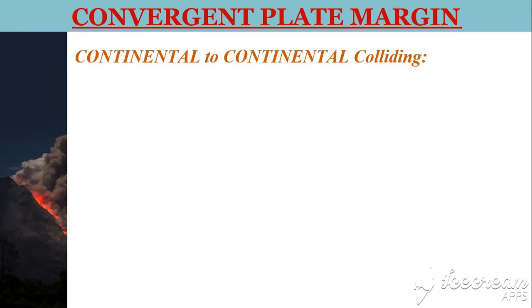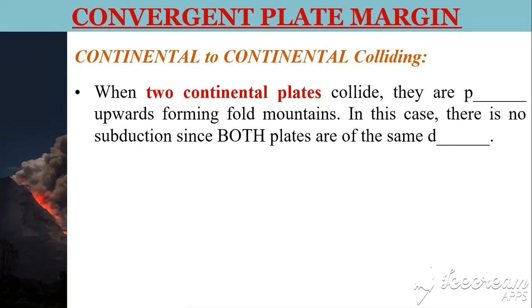Alright, so now we're going to be looking at the other types of movements under the convergent plate margin. And the next one we have is when we have a continental and continental crust colliding. When two continental plates collide, they are pushed upwards, forming fold mountains.